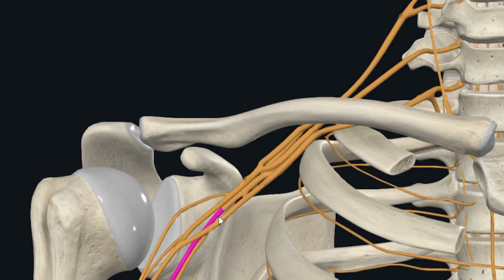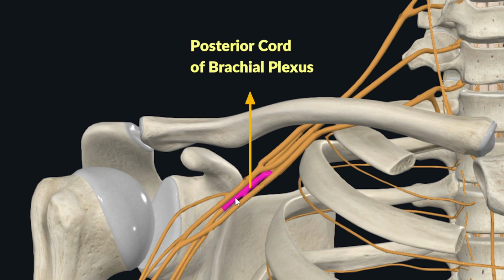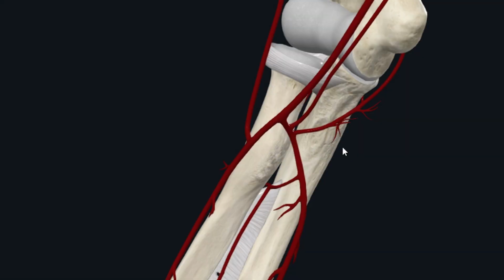And if we talk a little about the origin of the radial nerve, the radial nerve has got its origin from the posterior cord of the brachial plexus. Okay, so that covers our discussion of the nerve supply of the posterior compartment of forearm. And now we will talk about the blood supply of posterior muscles of forearm.